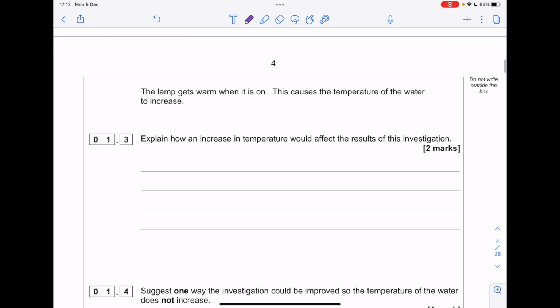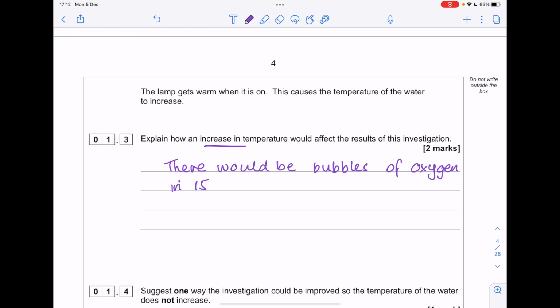The lamp gets warm when it's on. This causes the temperature of the water to increase. Explain how an increase in temperature would affect the results of the investigation. There would be more bubbles of oxygen produced in 15 minutes. And why is that? Well, remember, it's enzymes which will be working faster at higher temperatures.